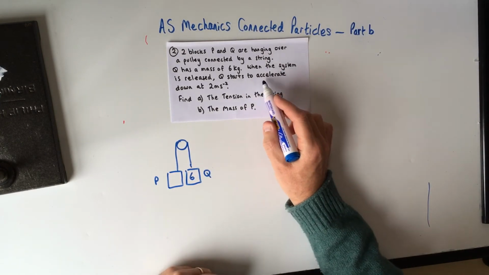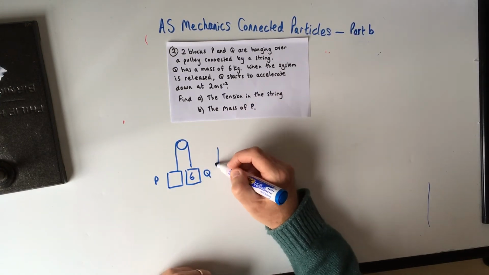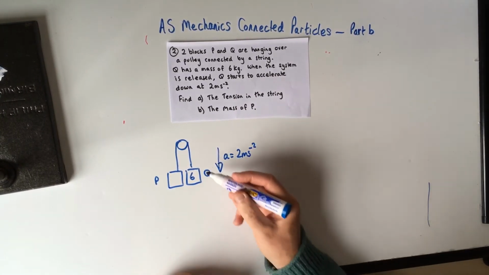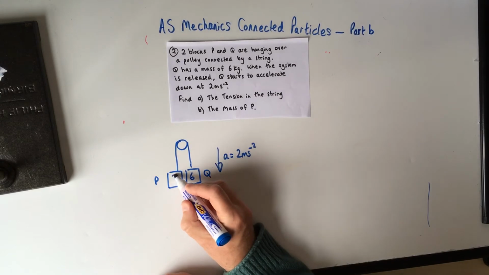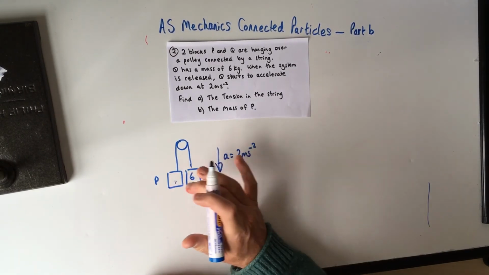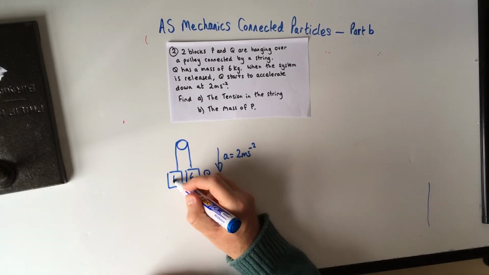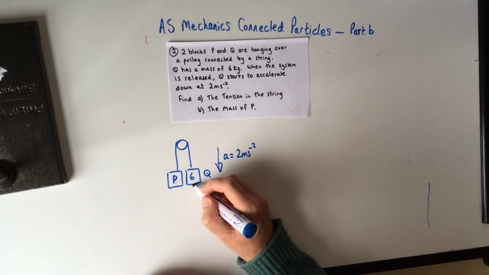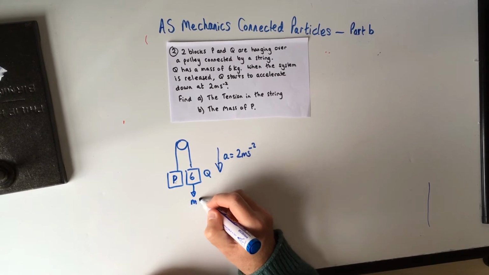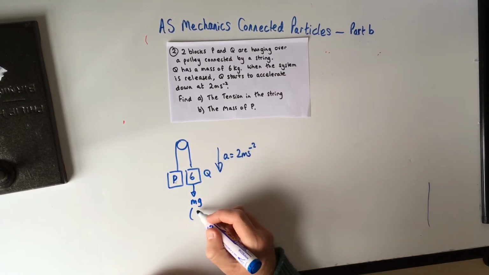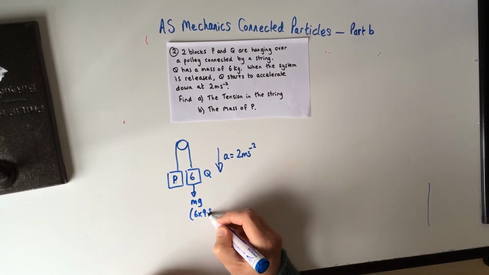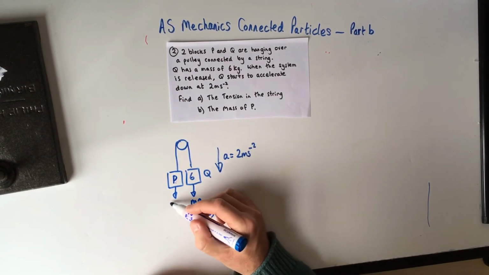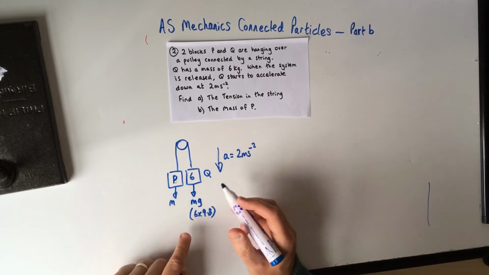When the system is released, Q starts to accelerate down. So it told you that, and the acceleration is 2 meters per second squared. So Q is accelerating down, and P we don't know. Let's put the P inside there now. We've got mg acting down, and we know that that is, of course, 6 times 9.8. And we've got the mass of P. We don't know what the mass of P is, so I'm leaving m.